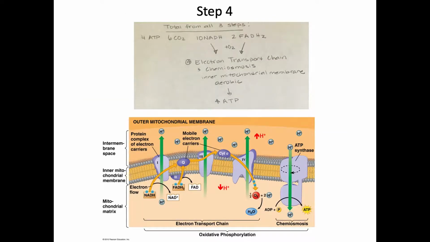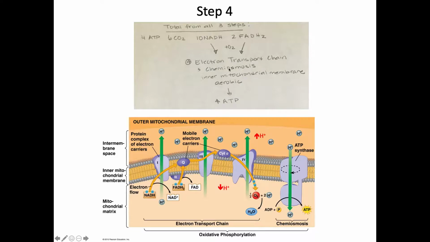Okay, so those 3 steps had one purpose. It was needed to produce as much NADH and FADH2 as possible to carry those electrons and those protons from those steps into the final step, the 4th step, which is called the electron transport chain and chemiosmosis. This will happen in the inner mitochondrial membrane. And since we're in the mitochondria, we'll have oxygen, so it is aerobic.